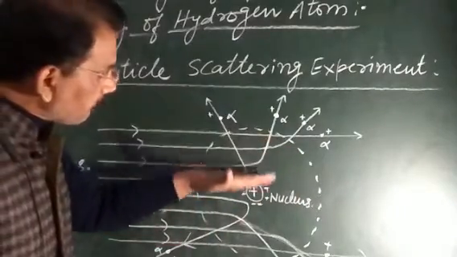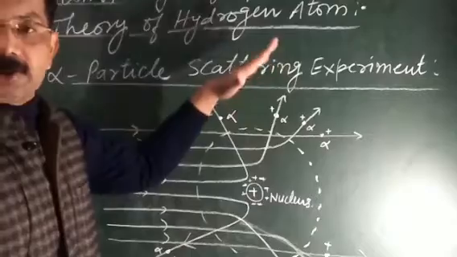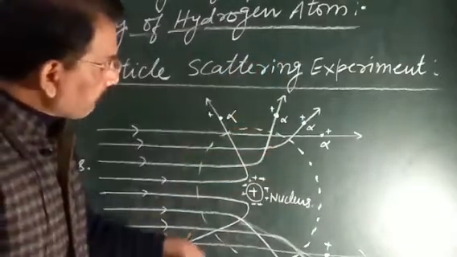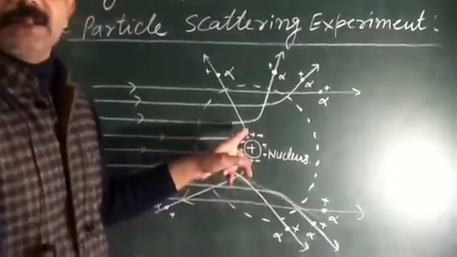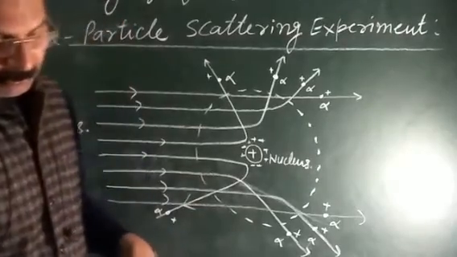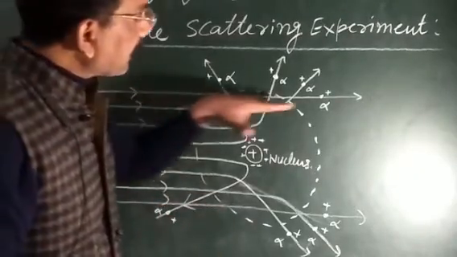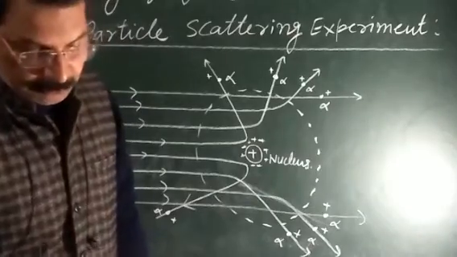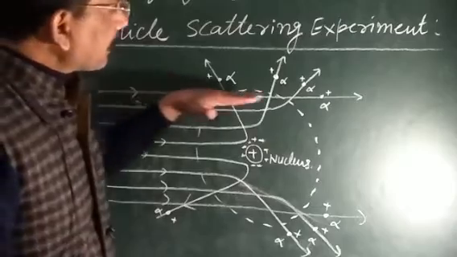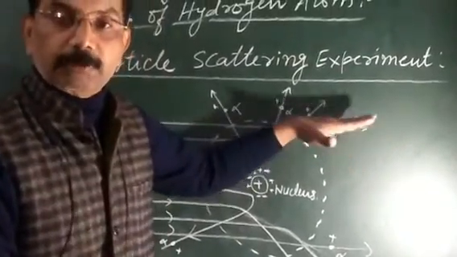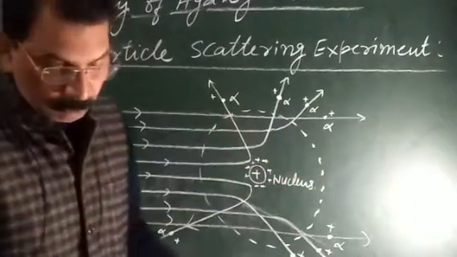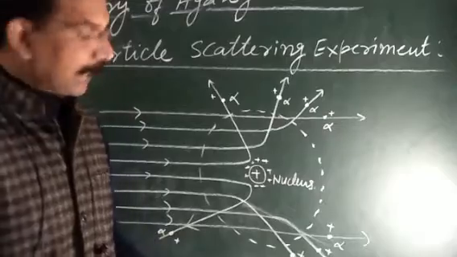On the basis of this experiment, Rutherford successfully explained the atomic structure, meaning the presence of the nucleus in any atom. According to Rutherford, some alpha particles go without any deviation, which means the atom is mostly hollow inside. Because some alpha particles passed without any deviation, Rutherford concluded that the atom is mostly hollow inside.